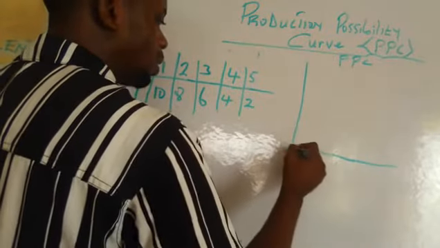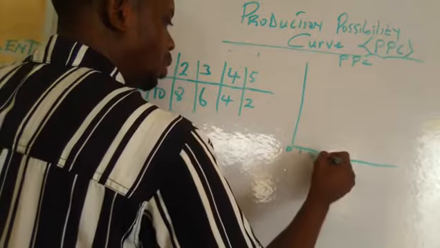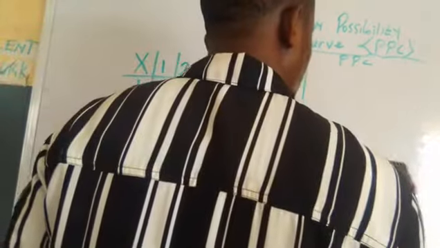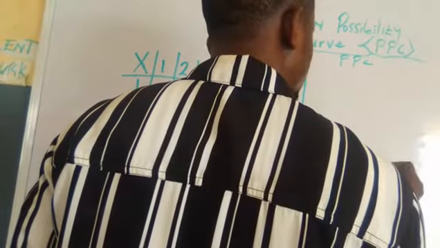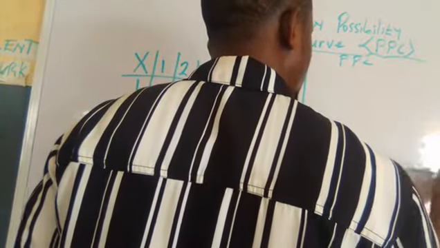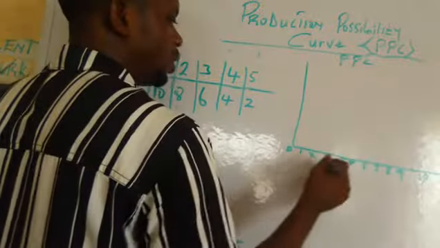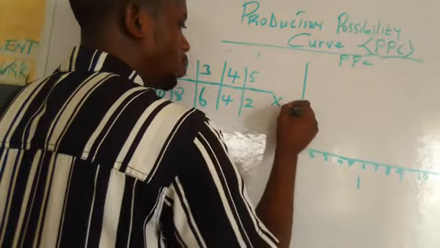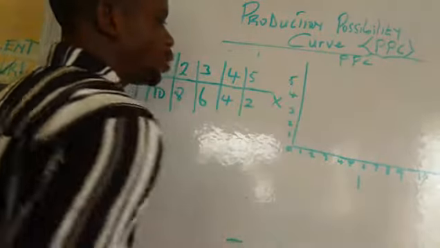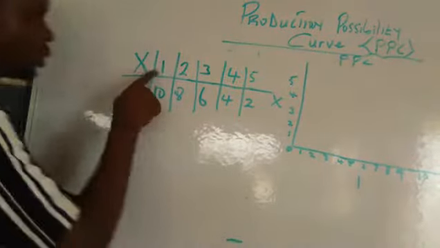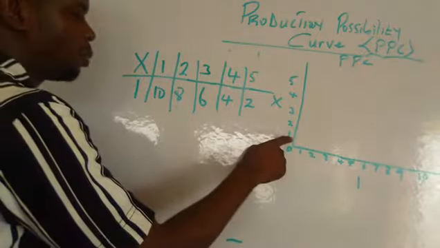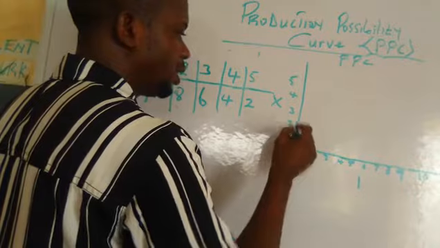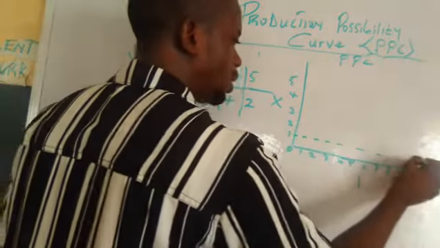Let's assume this is the origin. 1, 2, 3, 4, 5, 6, 7, 8, 9, 10. Then this is for I. For X now, 1, 2, 3, 4, 5. So when I produce 1 unit of X, I produce 10 of Y. 1 unit of X here, on this X axis, produces 10 units of Y.